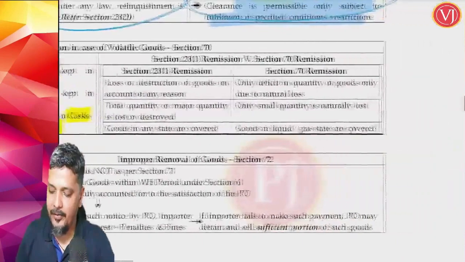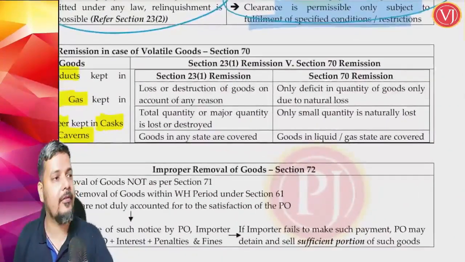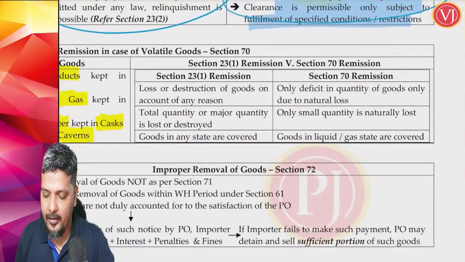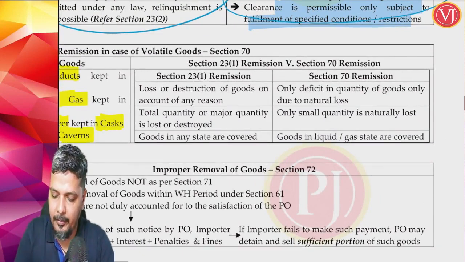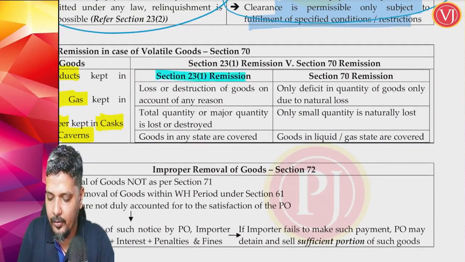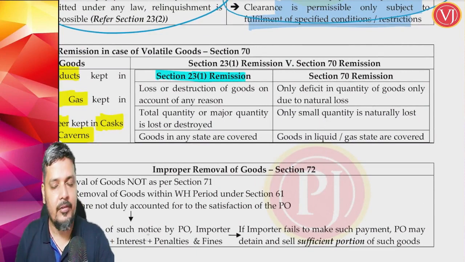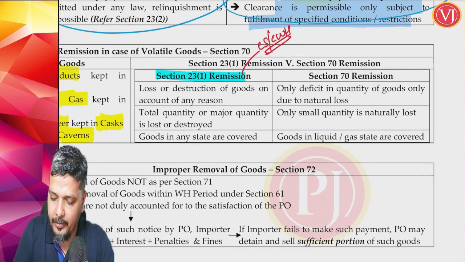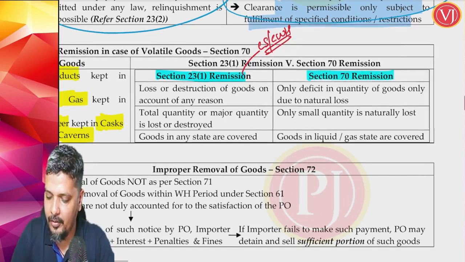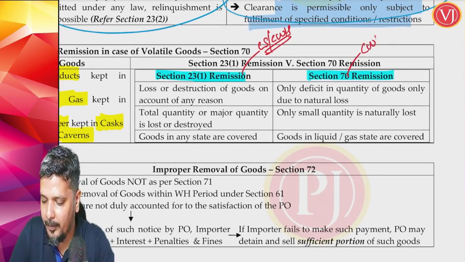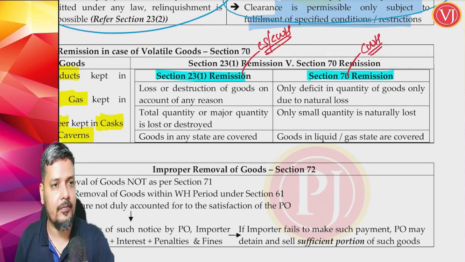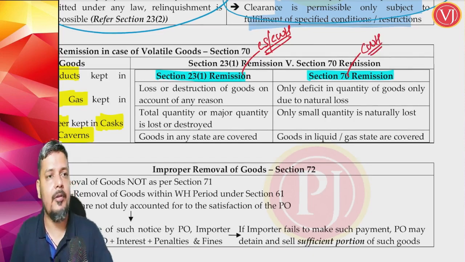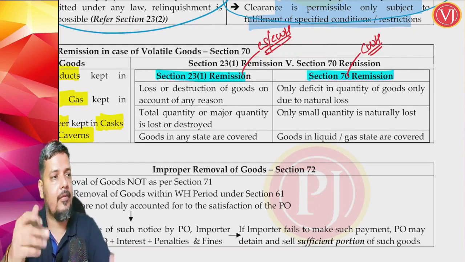And I have given a differentiation chart so that you guys can actually differentiate. There is something called as remission under section 23(1), which is there for goods kept at customs station as well as customs warehouse, and there is something called as section 70 remission, which is there only for goods kept at customs warehouse. Both are remission. Both you have to beg and they will forgive.